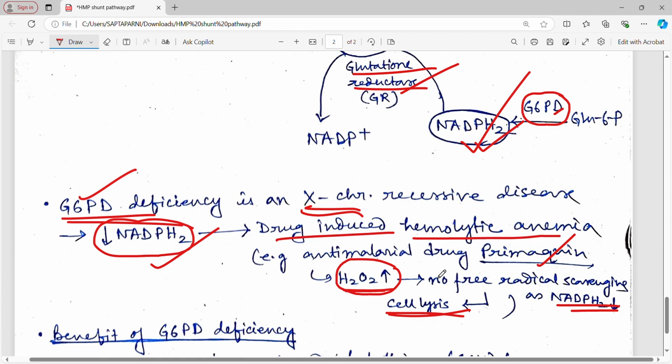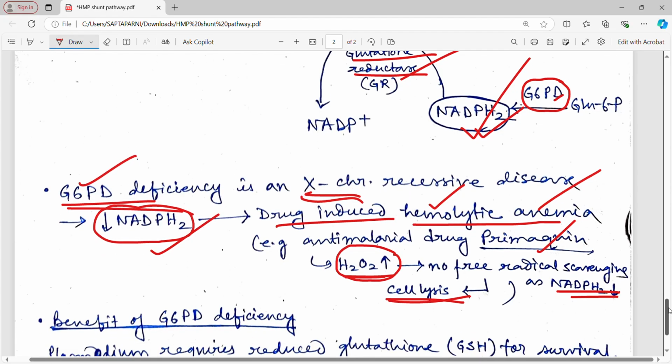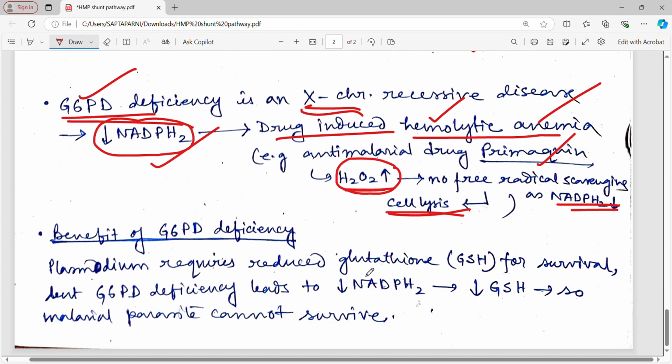Why? The primaquine drug has induced the formation of free radicals, and that is why the G6PD deficient persons are facing the hemolytic activity of RBC, the lysis of RBC cells, and as a result they are suffering from anemia. That is why this is known as drug-induced hemolytic anemia. But another thing is that, see here, the G6PD deficiency also has some benefit, and nature has made a beautiful thing out of it.